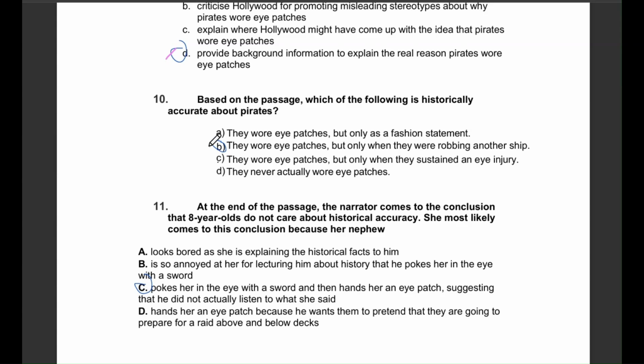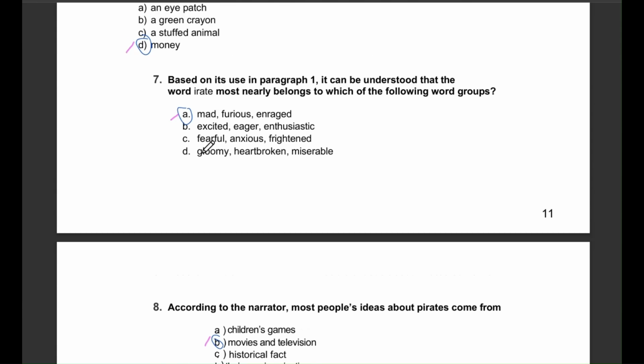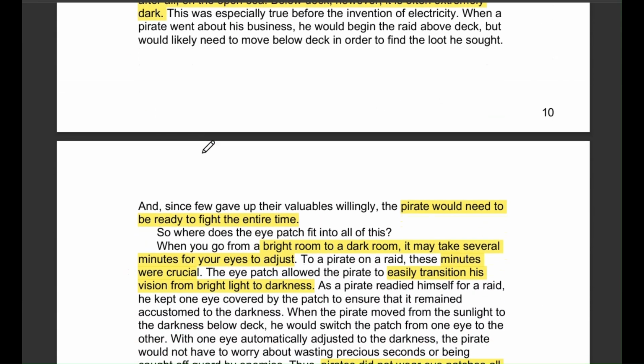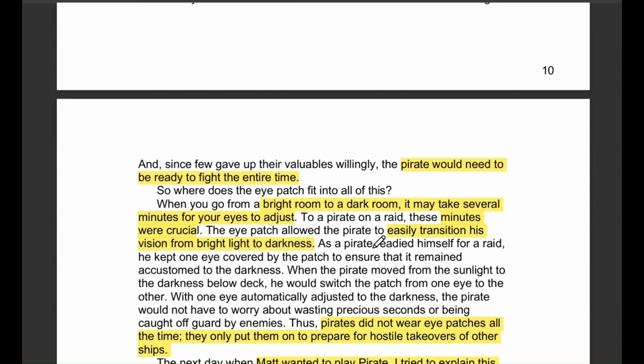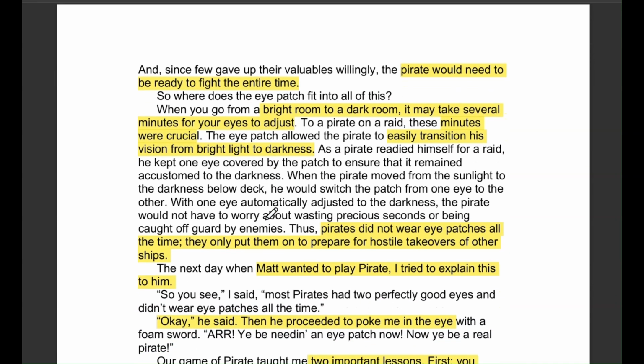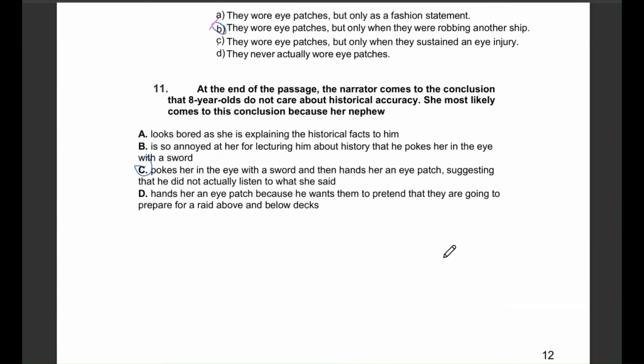The correct answer is B. They wore eye patches, but only when they were robbing another ship. Now the text tells us that pirates used eye patches to get ready for raids, which means taking over other ships. They didn't wear them all the time, just when they were moving from bright areas to dark areas during these attacks. This helped their eyes adjust. Now let's move to question 11.